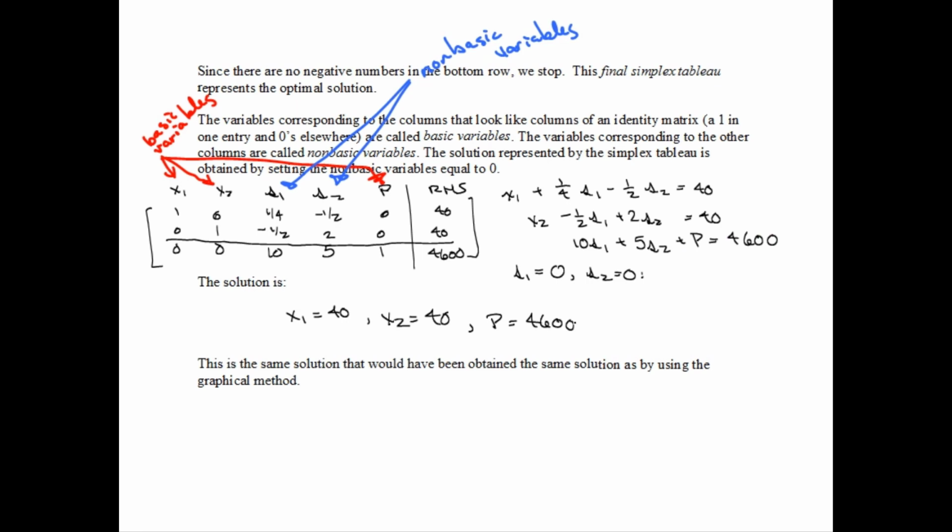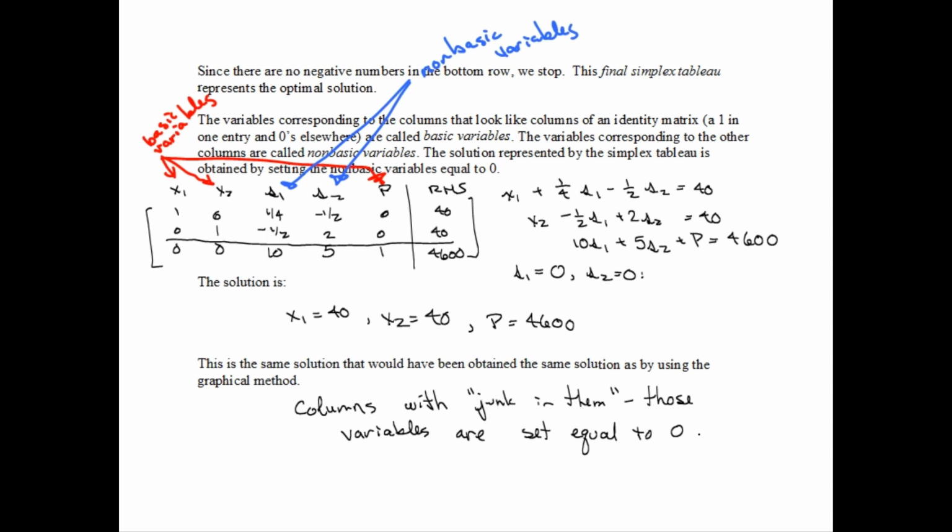So that is what we have. Basically, the columns with the junk in them, those variables are set equal to 0. So what that means is you could just think of covering up those columns, and then you could read the solutions for the remaining variables, which are called basic variables, right off the matrix.